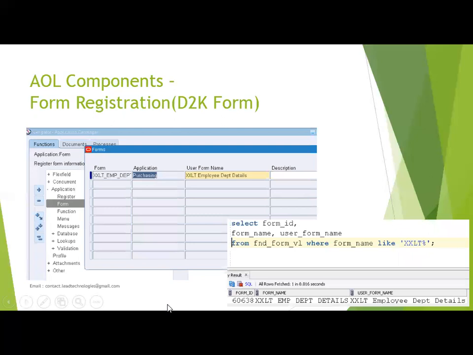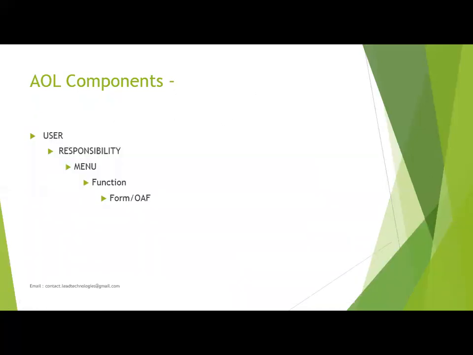Now this is a simple example. If you're trying to understand this particular set of components, try to create form, function, menu, responsibility, and user, because each depends upon the other. If you want to create a responsibility, it requires a menu. If you want to create a menu, it requires a function. If you want to create a function, it requires a form. That's the reason to create from the bottom to top, so you'll get clarity on which has to be created first.